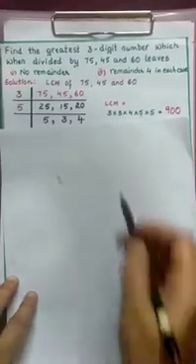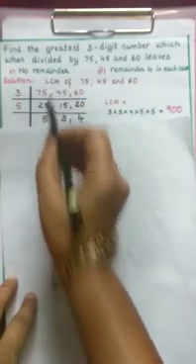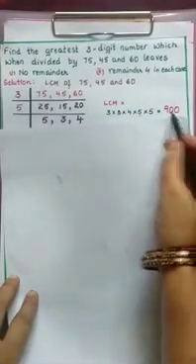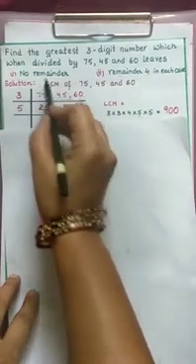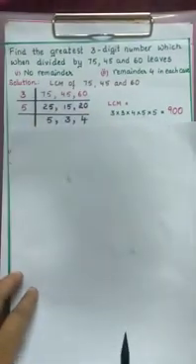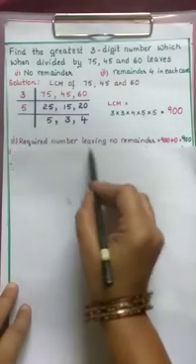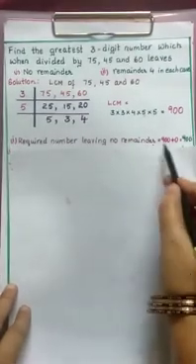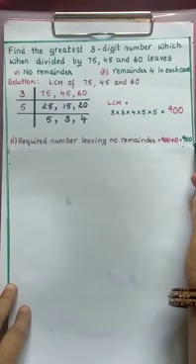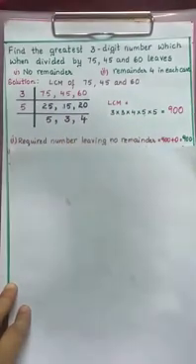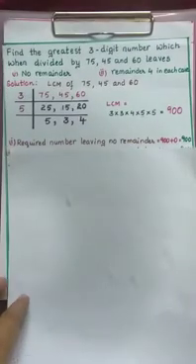Now here, according to the problem, in the first case, if you divide this 900 by each of these numbers, you should get no remainder. No remainder means 0 as a remainder. So the required number leaving no remainder means 900 plus 0, which is 900. It means 900, if you divide by each of these numbers, you get remainder 0 in each case.